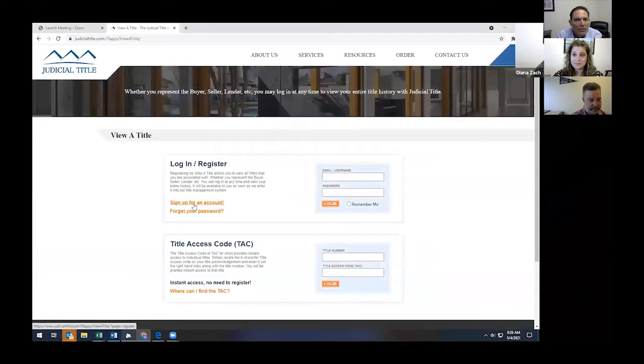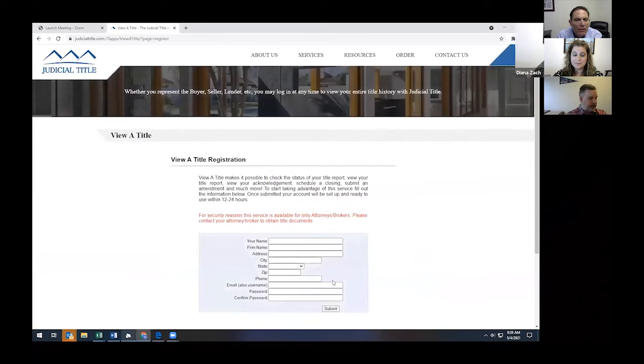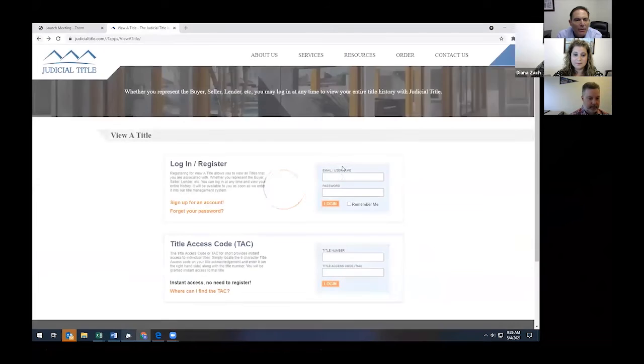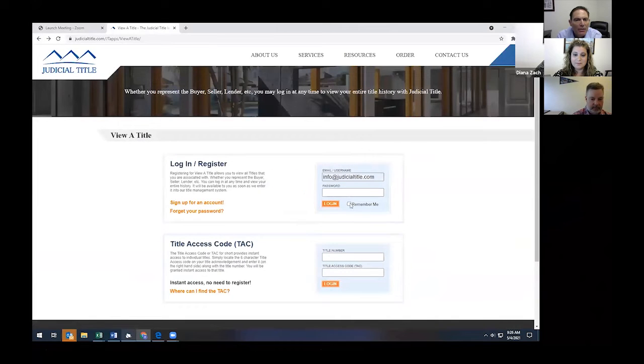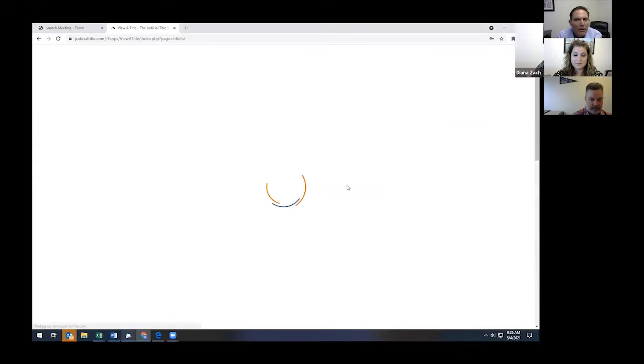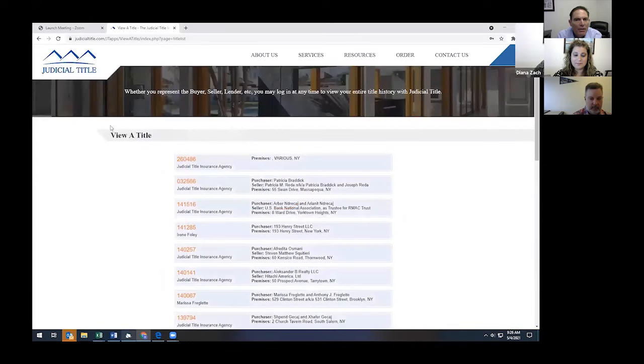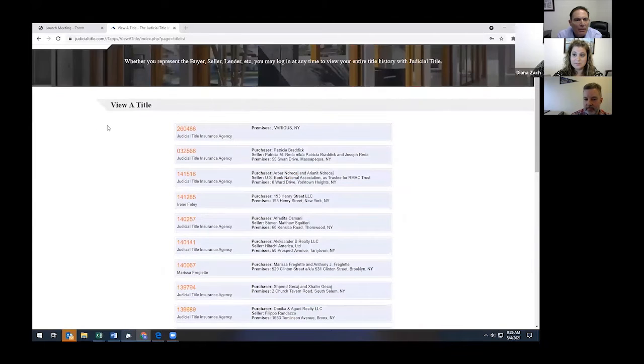Once you're there, you can sign up for an account, put in your information, and click Submit. Once you've done that, simply sign in. I'm going to use a mock account for our purposes. Once you've logged in, you can see all the title reports you've ever been on. No matter if you're the buyer's attorney, the seller's attorney, the lender's attorney, they'll all be there.